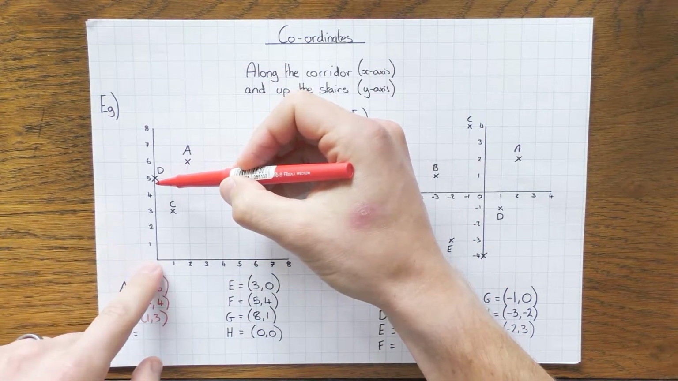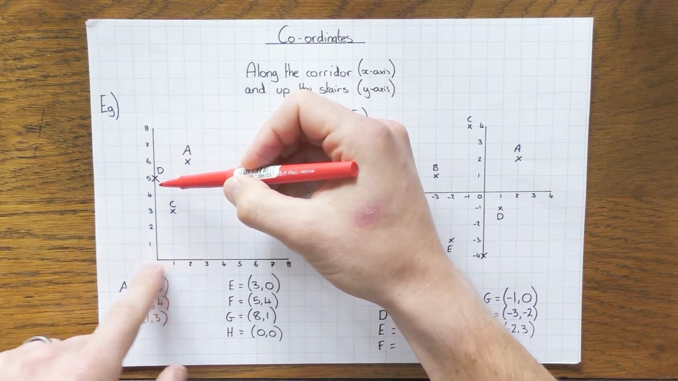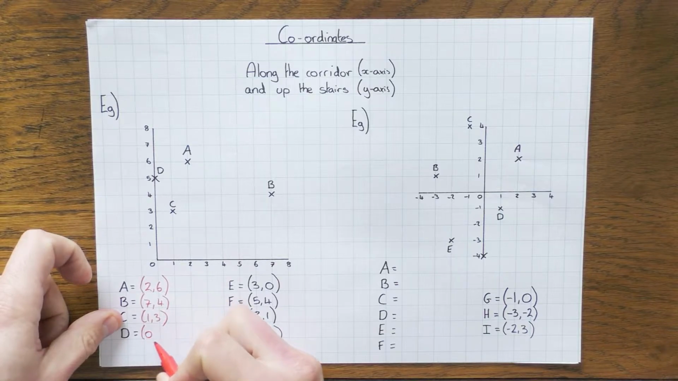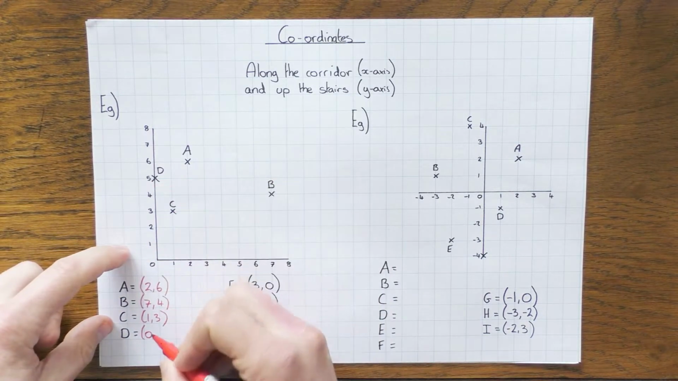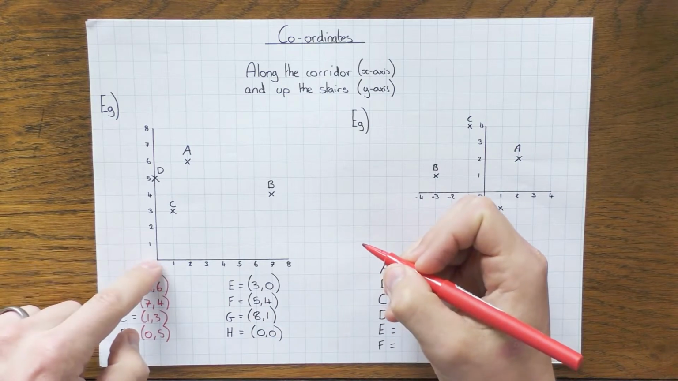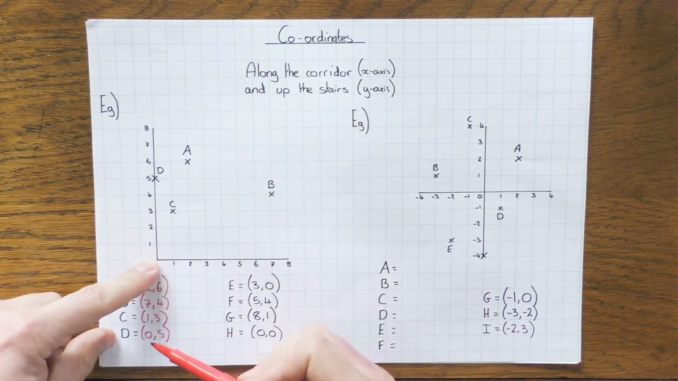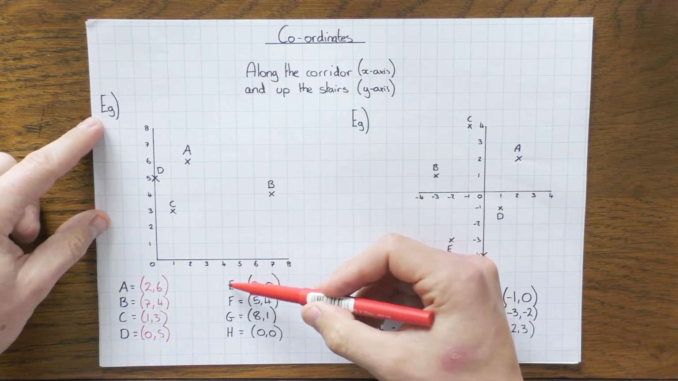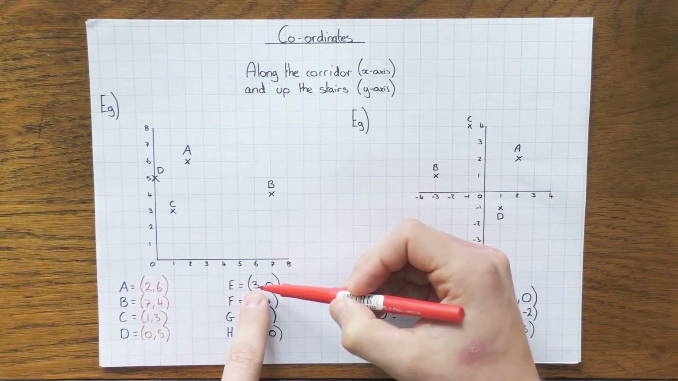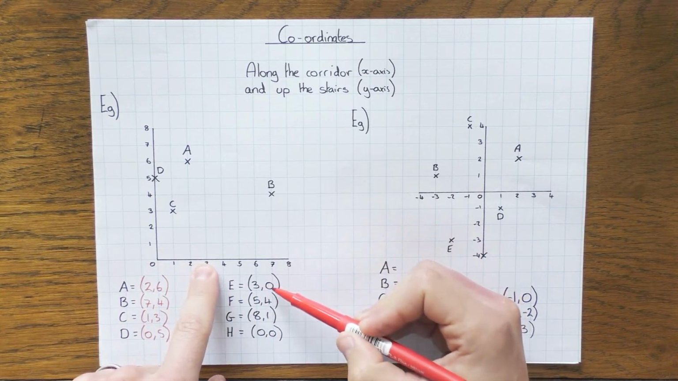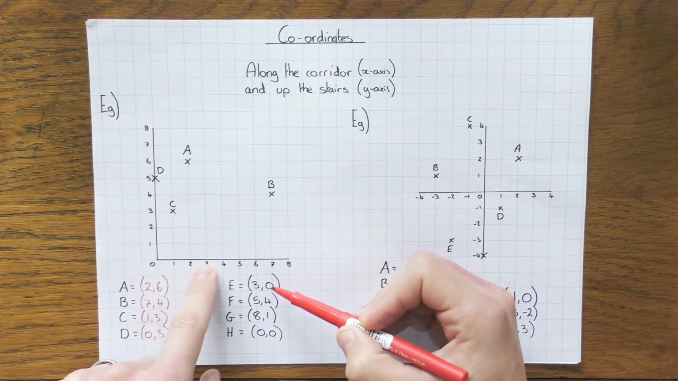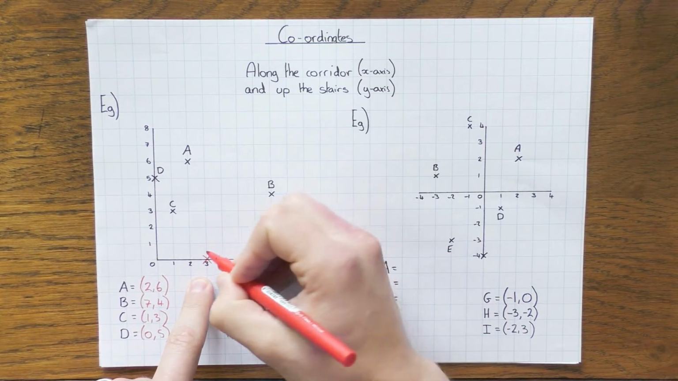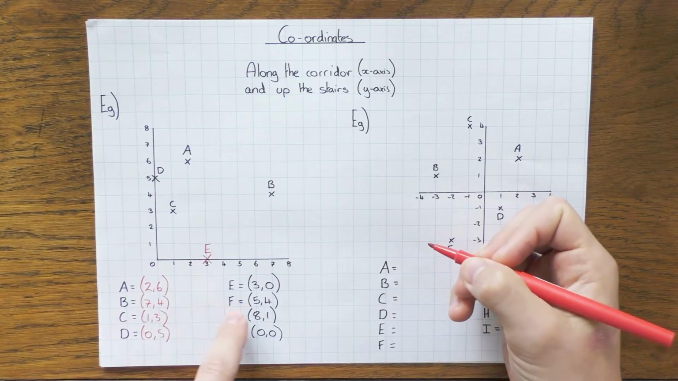And D is this one here. Now I actually don't go anywhere along the corridor. I stay where I am, in which case that is 0. But I do go up 5, so we say that's got the coordinate 0, 5. So if you don't move along the corridor, that's absolutely fine. We just say 0. But of course, in that case, we go up 5. Similar thing here with point E. I go along 3, but I don't go up or down. So 3, 0 means I go along 3, and I don't go anywhere up the stairs. I stay exactly where I am. So that point there is E.